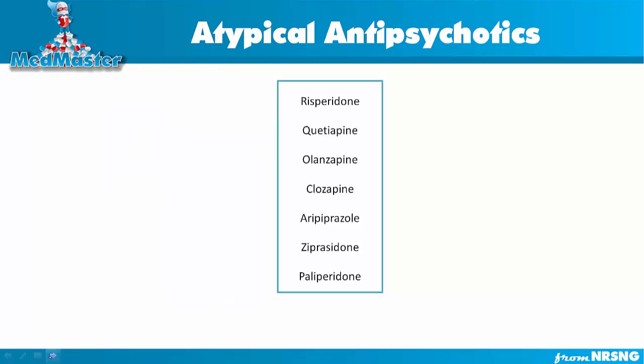Some examples of this medication are risperidone, quetiapine, olanzapine, clozapine, aripiprazole, ziprasidone, and paliperidone. So this is about the atypical antipsychotic medication. If you have any questions, feel free to ask us, and thanks for watching.